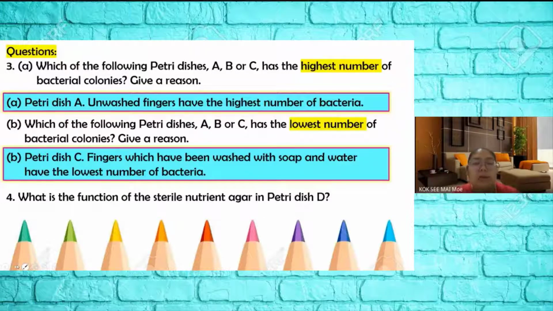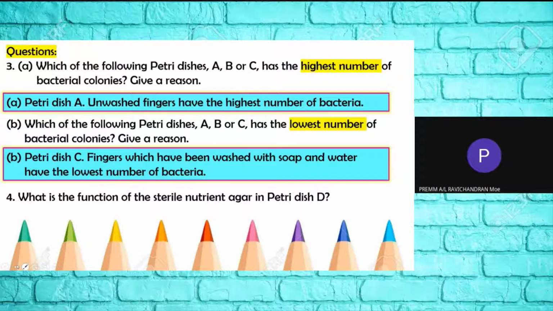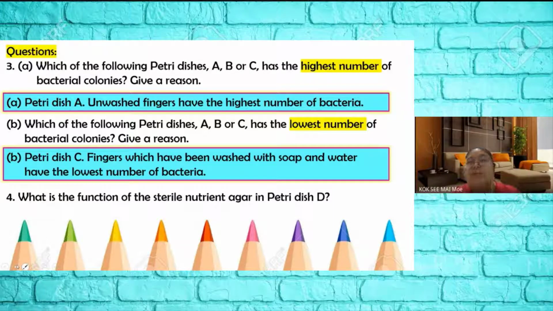Okay, the last one is: what is the function of the sterile nutrient agar in the pantry dish D? D has nothing done to it. Why do you need to put it here? Can we test anything? So can anybody answer? Brian, what's the answer? To see whether there is bacteria or not. Okay, that means it's almost the same as a comparison, is it? Okay, thank you, Prema.